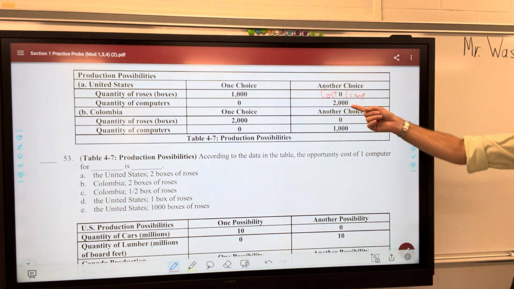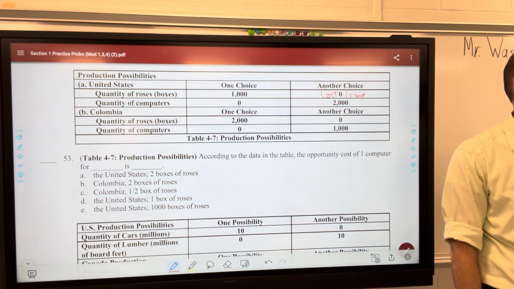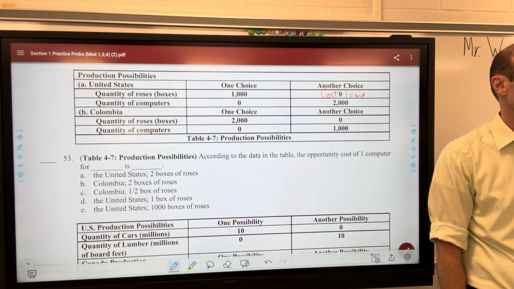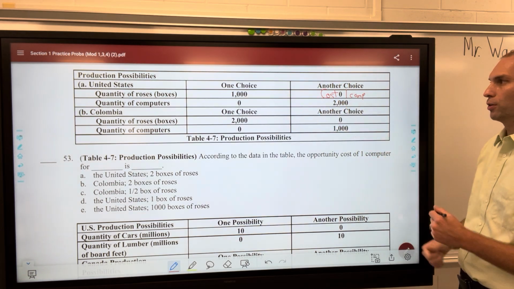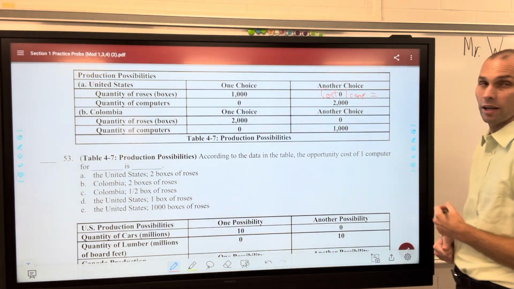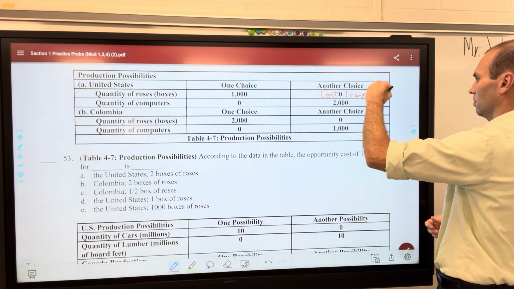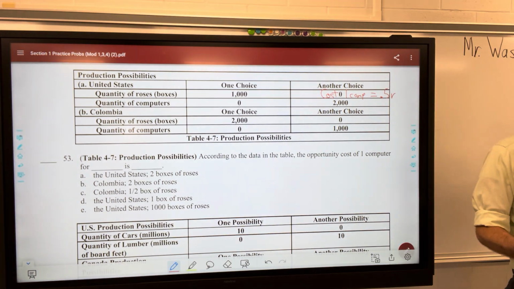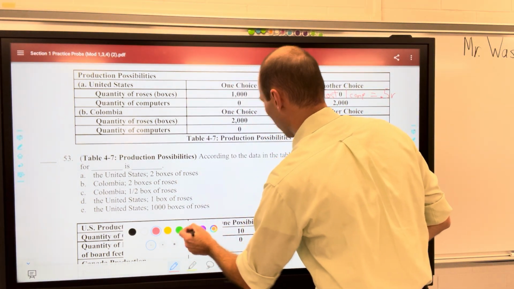Sound good? So we have 2,000 computers and 1,000 roses in the US. What goes on the bottom? Solving for computers, that's our base. So we put 1,000 over 2,000, and it's what? 0.5 roses. Easy enough? But let's go ahead and do this for Colombia.